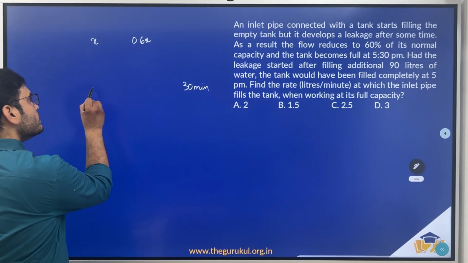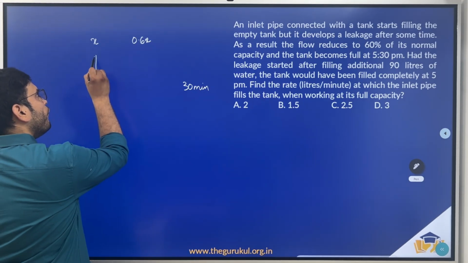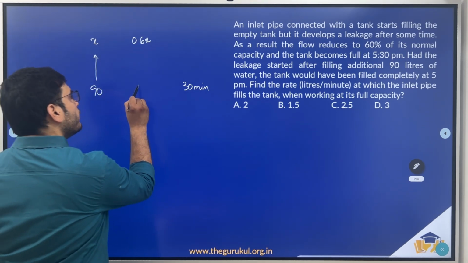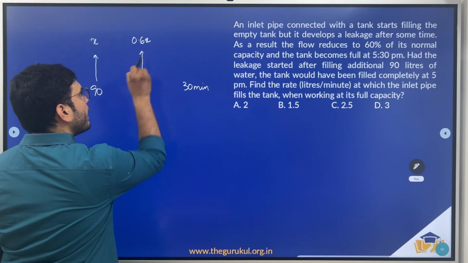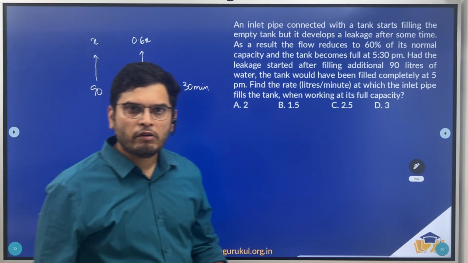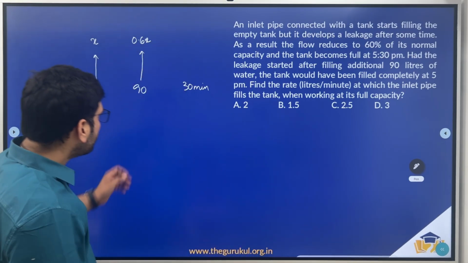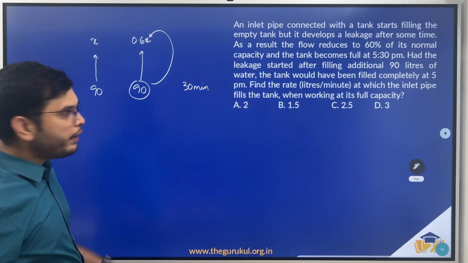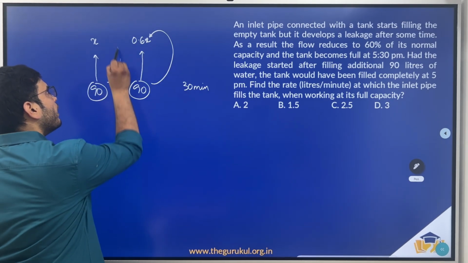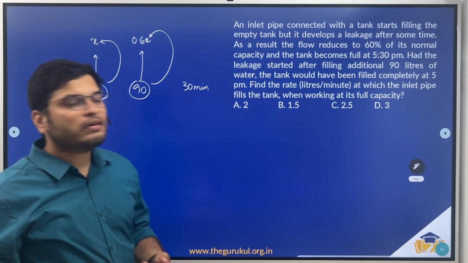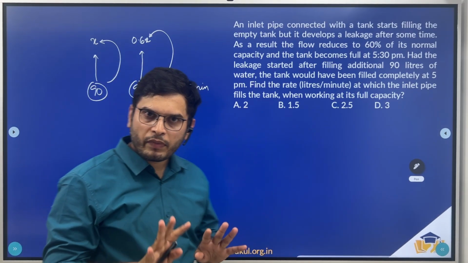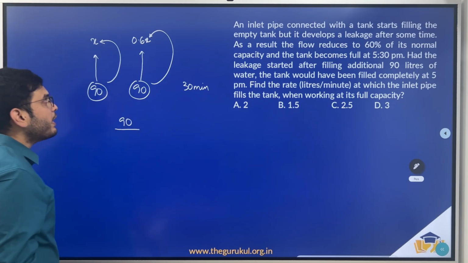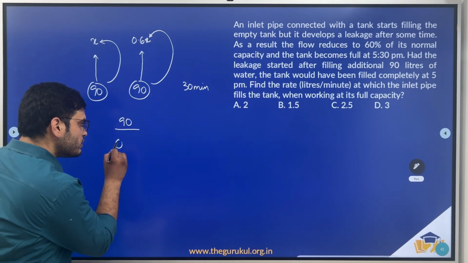Then if you have these 90 liters filling at the usual, full capacity, and filling at 60% of its full capacity. Now, because of these 90 liters being filled at 60% of its capacity, instead of at its full capacity, there is a difference of 30 minutes. So, what would be the time taken to fill these 90 liters at 60% of its capacity?